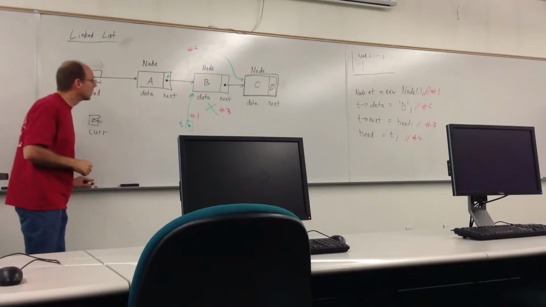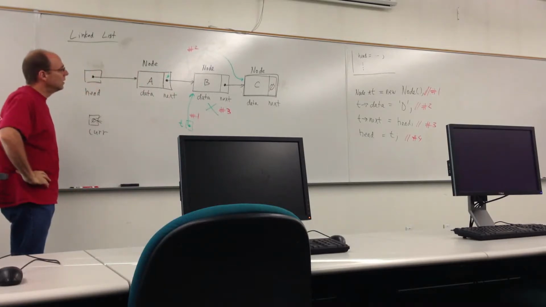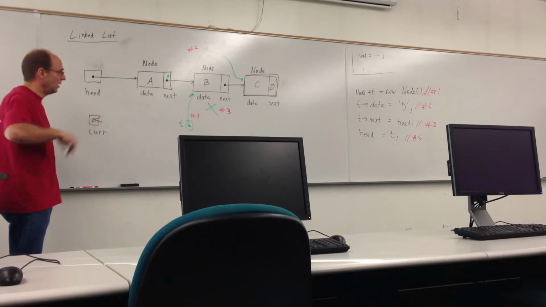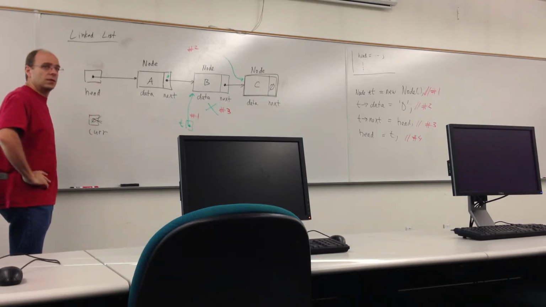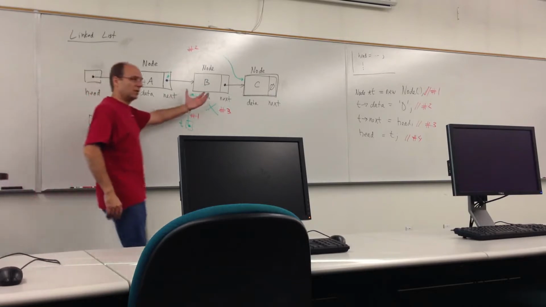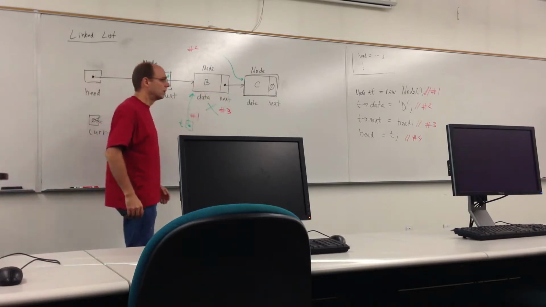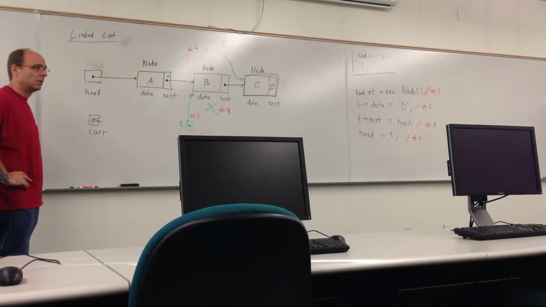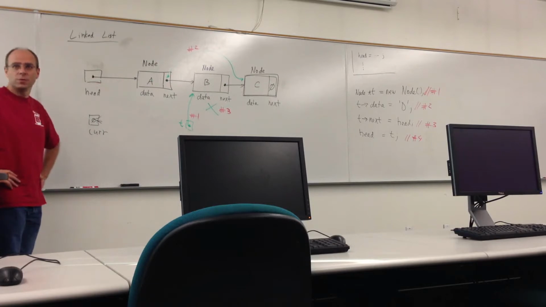And then I think you're good there, right? Now we have a list of length 2, right? And we've eliminated this memory, we've deleted this memory. So we don't have a memory leak either. That seem reasonable?